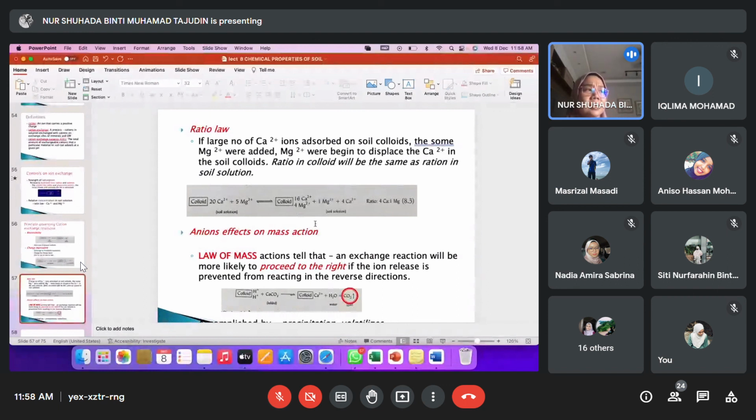But what I want to say here is that's why you cannot put extra calcium fertilizer, for example, because it will suppress the availability of nutrients. Why? Because most of the CEC sites are seated by calcium, because of the ratio law. Calcium manages to sit there because of its chemical properties. Understand, Mas Rizal?